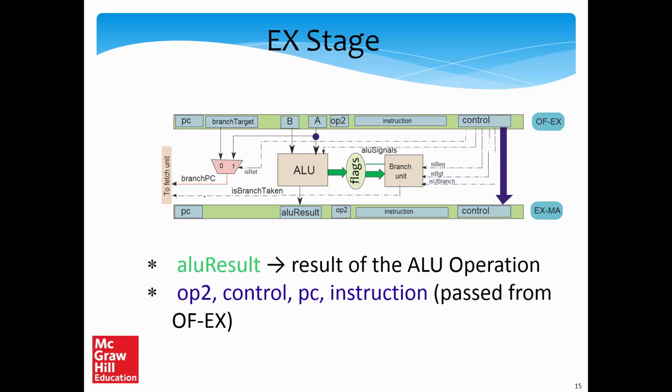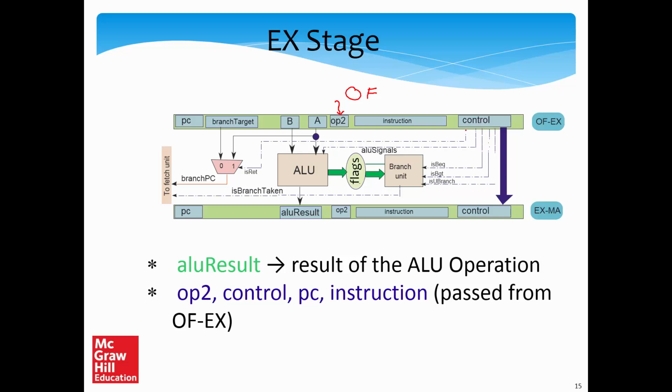So in the EX stage, these are all the fields that we get from the previous stage, which is OF. So we get the first ALU operand, which is A. We get the second ALU operand, which is B. And in the case of a store, the data that needs to be stored is in OP2. And the rest is all normal stuff: the instruction, the control for the instruction, the branch target, and the PC.